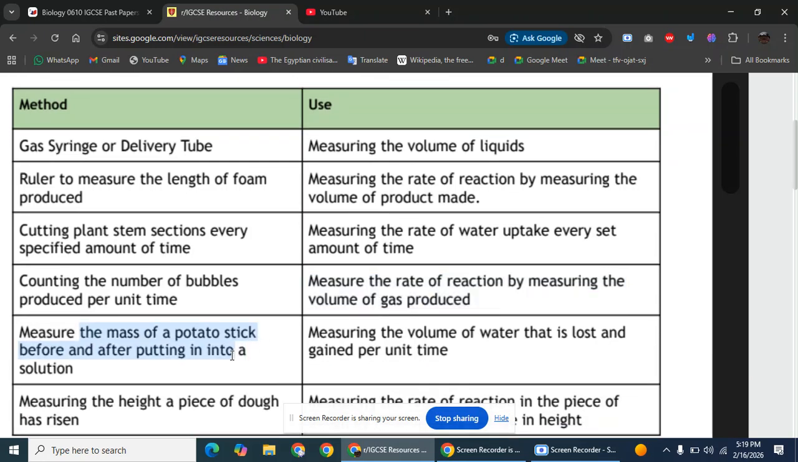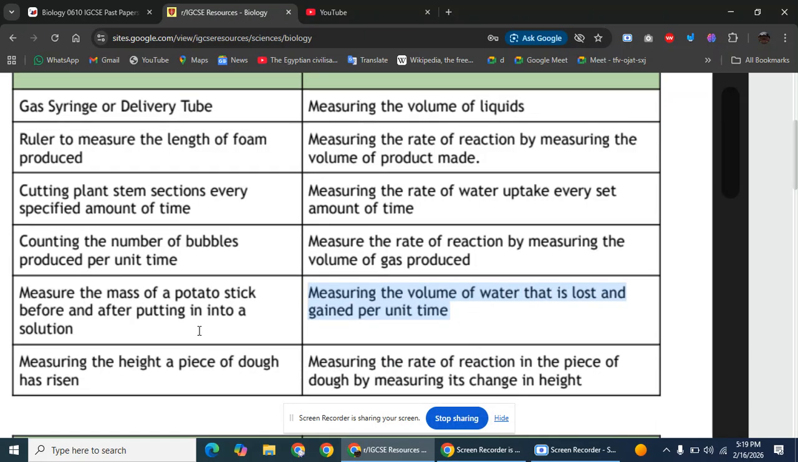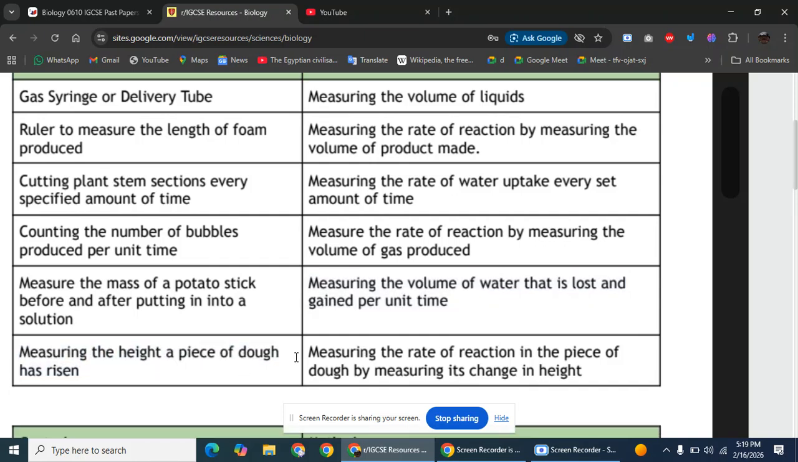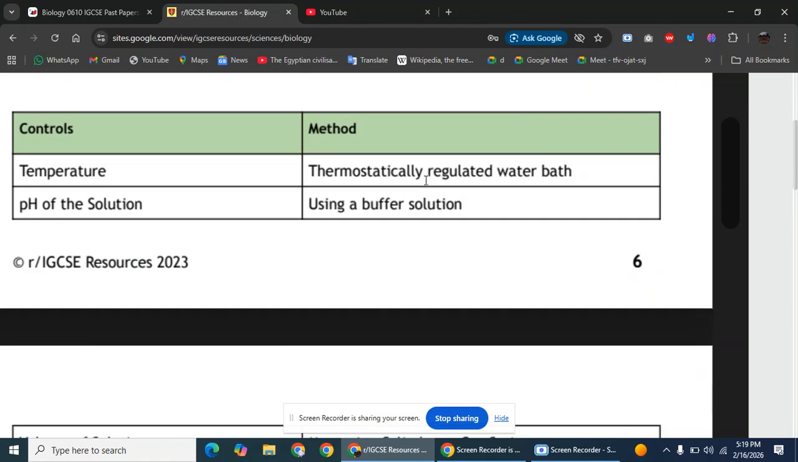Measure the mass of a potato stick before and after putting it in a solution. Measure the volume of water that is lost or gained per unit time. Measure the height a piece of dough has risen, measuring the rate of reaction in the dough by its change in height.